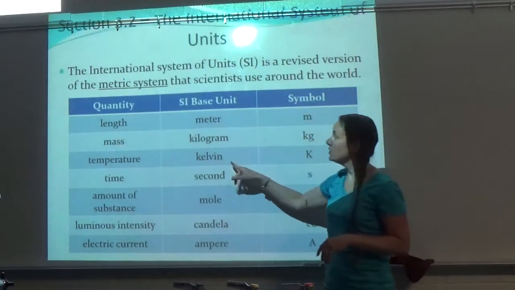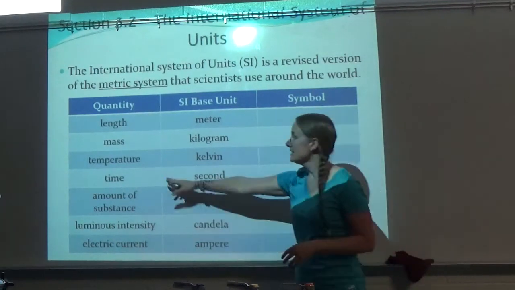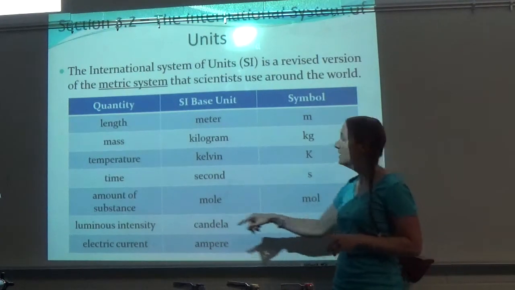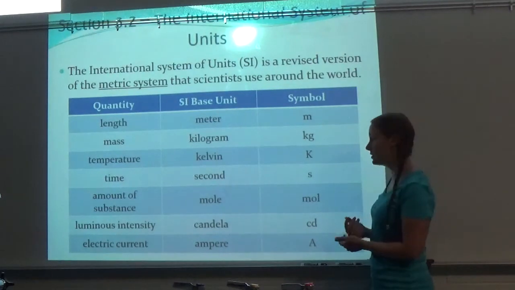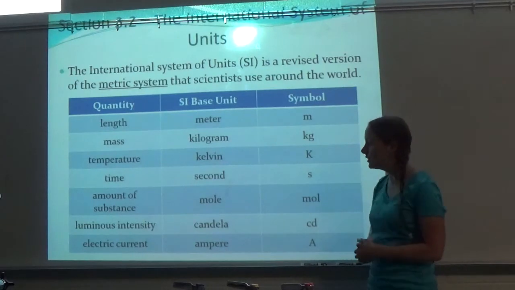For temperature, we use Kelvin, which is a capital K, no degree sign. Time is seconds. Seconds is abbreviated just s, not sec. Amount of substance is the mole. We'll talk more about the mole when we get to chapter 10. And it's abbreviated mol. That's real convenient. We get to drop one letter.